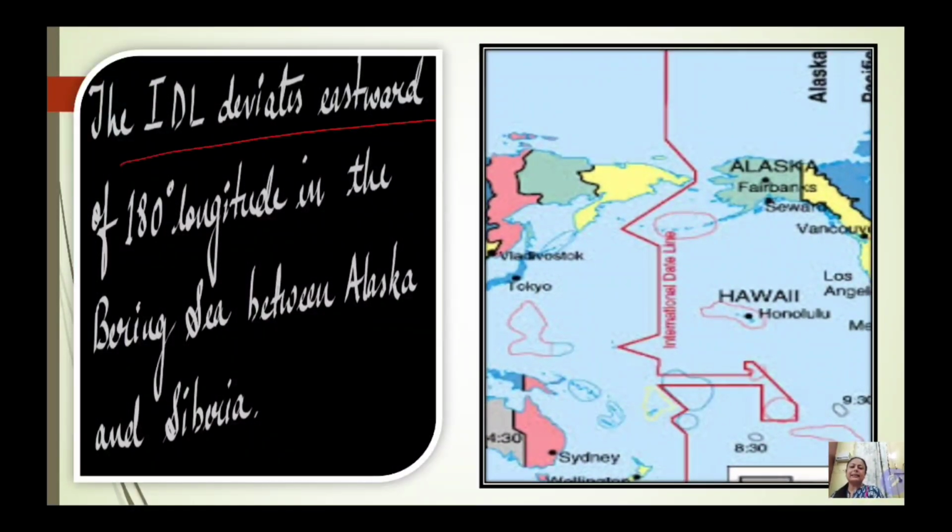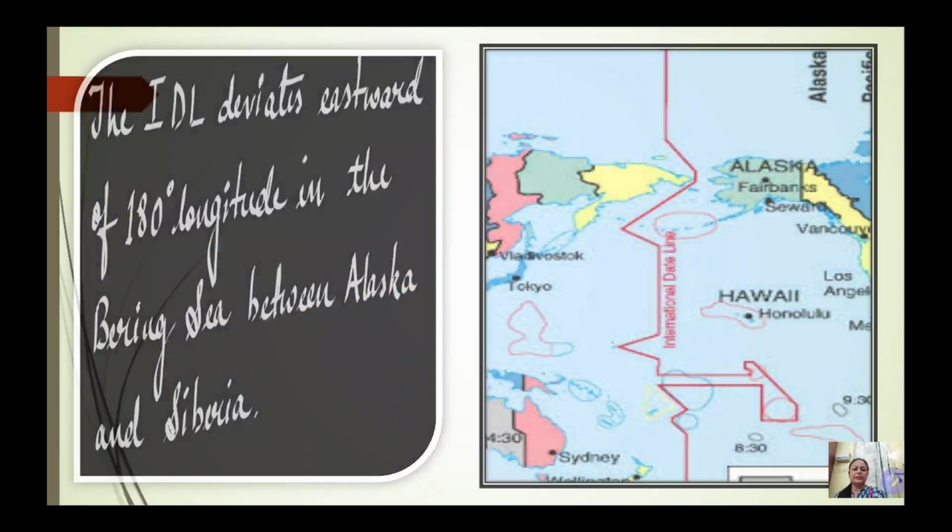The line deviates eastward of 180 degree longitude in the Bering Sea between Alaska and Siberia. So details are given here that the international date line is deviating in the Bering Sea. This is the Bering Sea between Alaska and Siberia. This side is Siberia in Asia and this is Alaska. So students, this is the first instance.